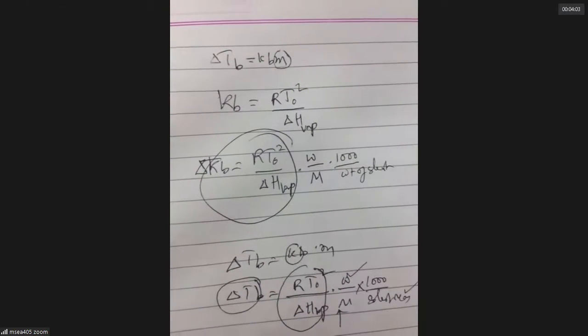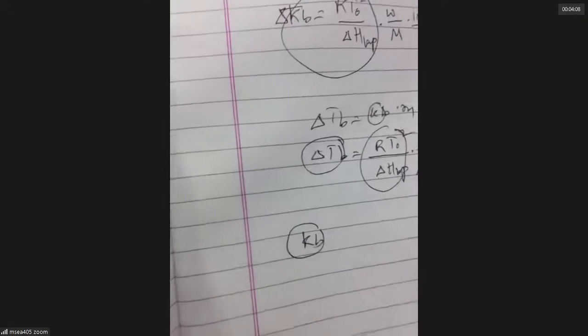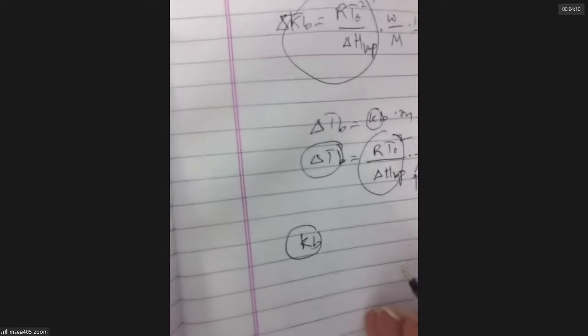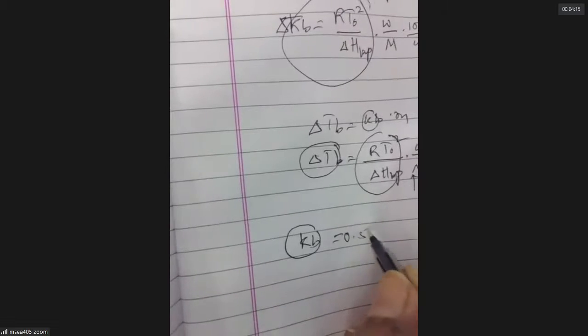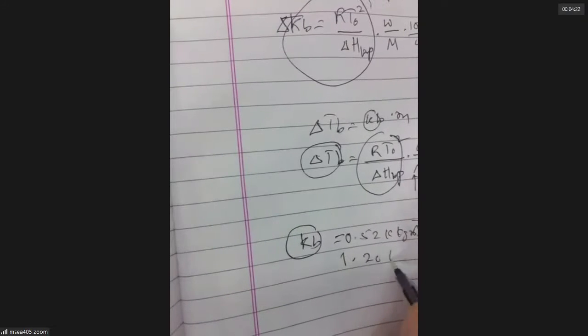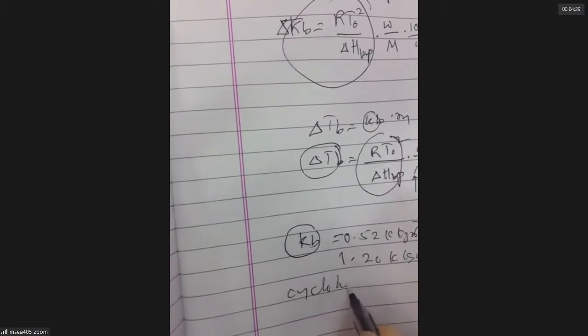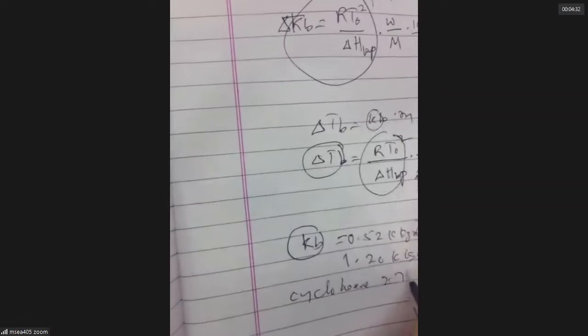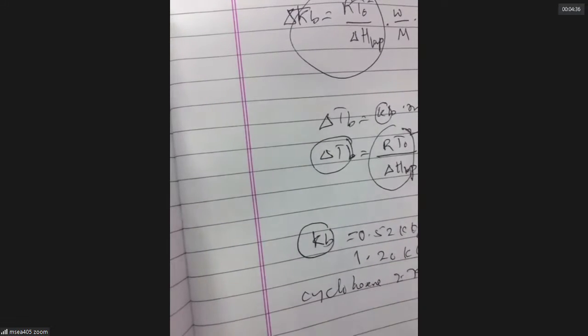The Kb value is constant for a given liquid. The Kb value for water, for 1 mole of solute dissolved, is 0.52 kg per mole. For ethanol, it is 1.20 kg per mole. For cyclohexane, it is 2.79. Like that, so many values are given for different liquids in the NCERT book.